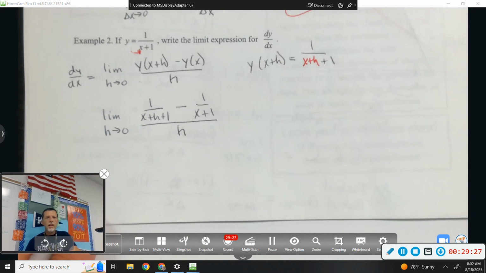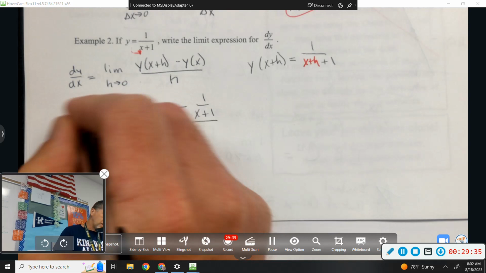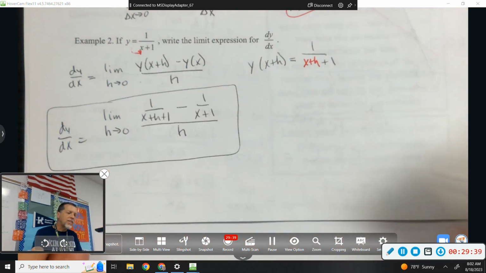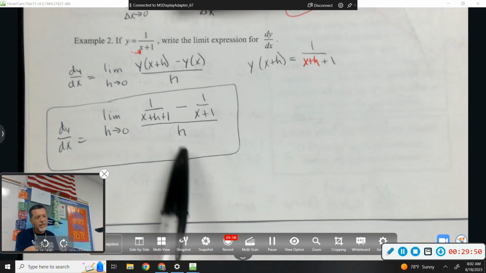The directions say write a limit expression. I think that looks like a limit expression to me. So we can stop there. The AP test would test that by making that a multiple choice question, basically. That way, even if you knew how the shortcut worked, you'd have to do the definition to get it to look like that.